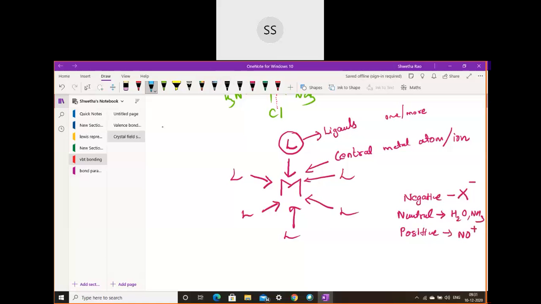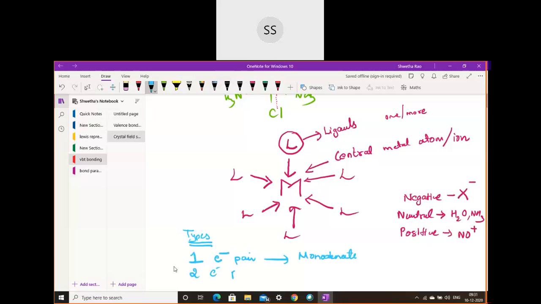Negative ligands are like the halogens, you can remember. Okay, I'll just write X minus. Neutral molecules, we have water, ammonia. Okay, and then en, that is ethane-1,2-diamine, and so on, then NO+. Okay. Yes, ammonia will be a neutral ligand. Okay. So these are the different kinds of ligand.